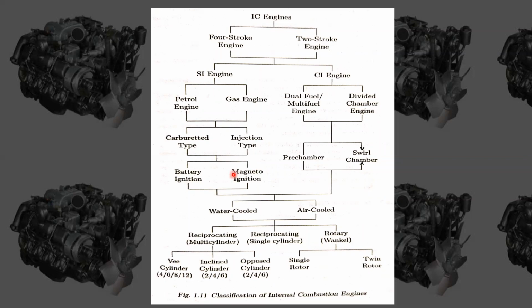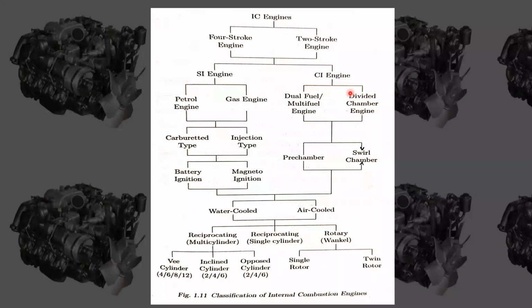To generate a spark within the spark plug, we need some mechanism to generate it. If we use a battery to generate the spark, it is called battery ignition. If we use a magnet to generate the spark, it comes under magneto ignition. Mostly we use the battery ignition method.